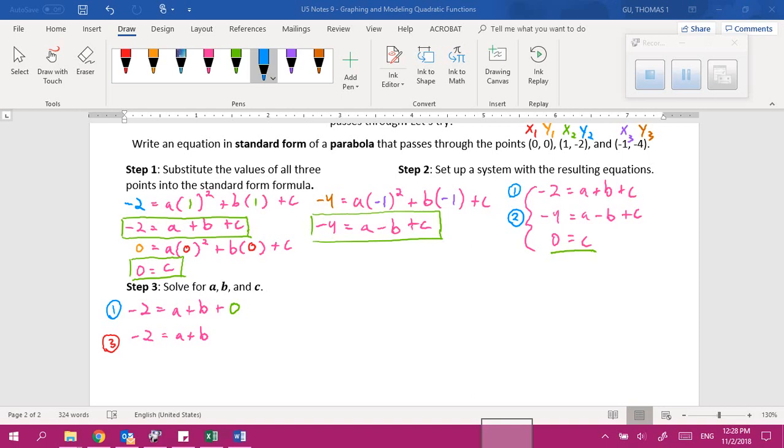Which equation have I not worked with yet? Equation 2. So I need to do the same thing with equation 2. I'm going to substitute in 0 for c. What's my equation 2 going to say? Negative 4 equals a minus b plus 0. Right. Negative 4 equals a minus b plus 0.